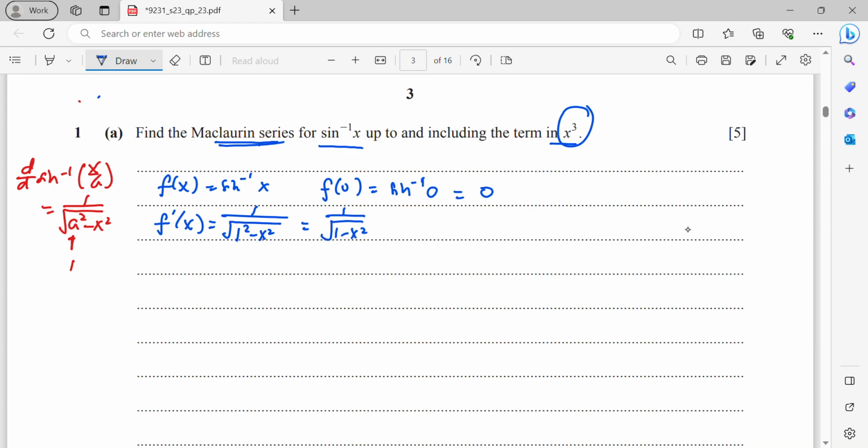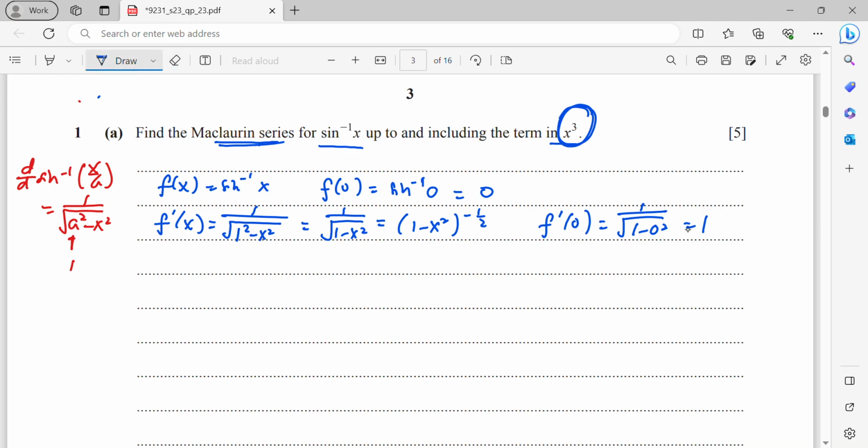And I know that I need to differentiate 3 times. Therefore, I will move up the square root. This will be (1 minus x squared) to the power of negative half. Hence, your f prime 0 is going to be, so I will substitute here, 1 over square root of 1 minus 0 squared, which is 1.